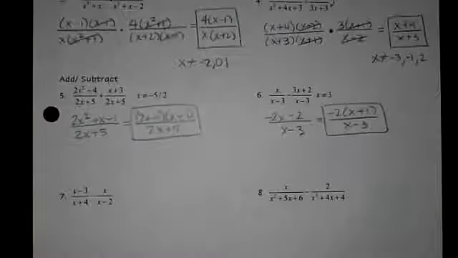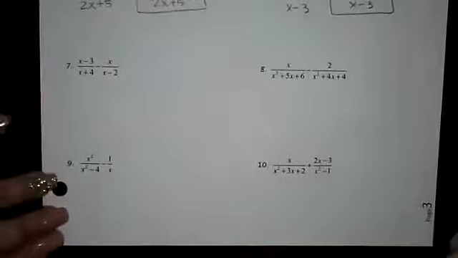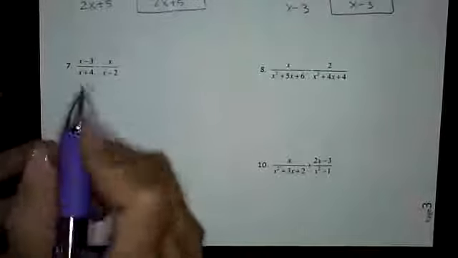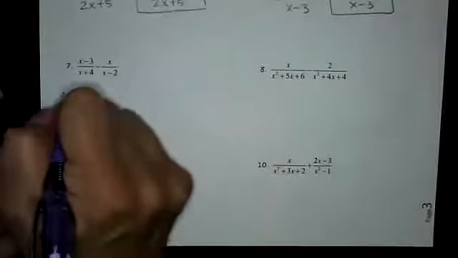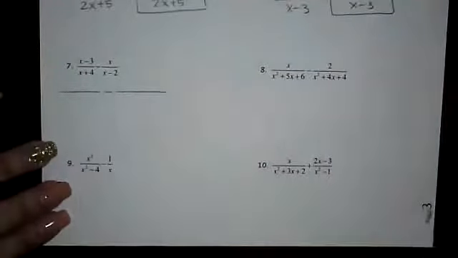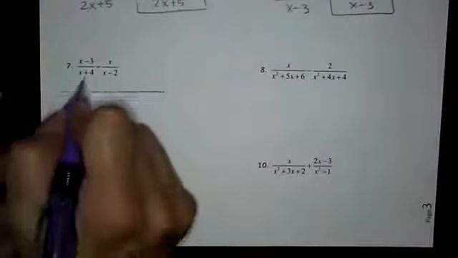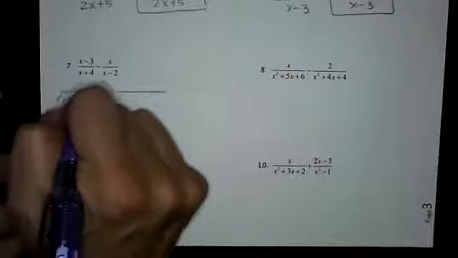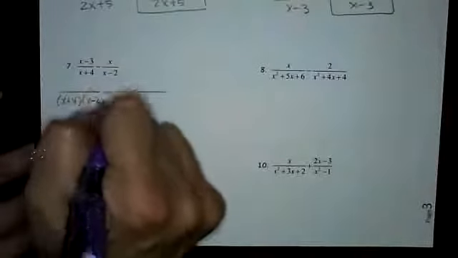All right, now we're going to talk about the ones that do not have a common denominator. There we are. These two do not have a common denominator. So the first thing we would need to do is get a common denominator. You cannot add or subtract fractions without a common denominator. For this denominator here, I need an x plus 4. And for this one, I need an x minus 2.